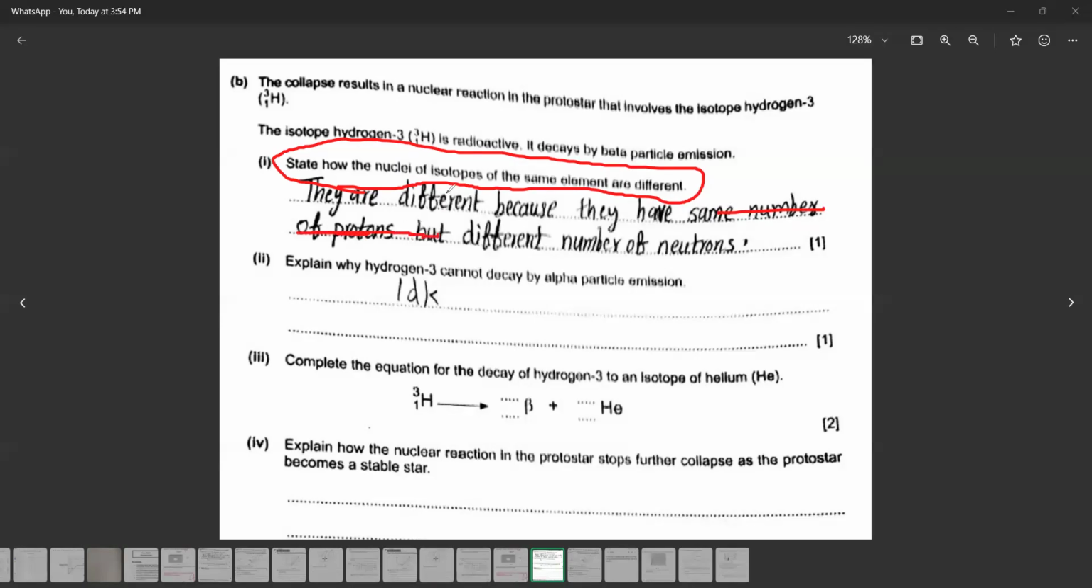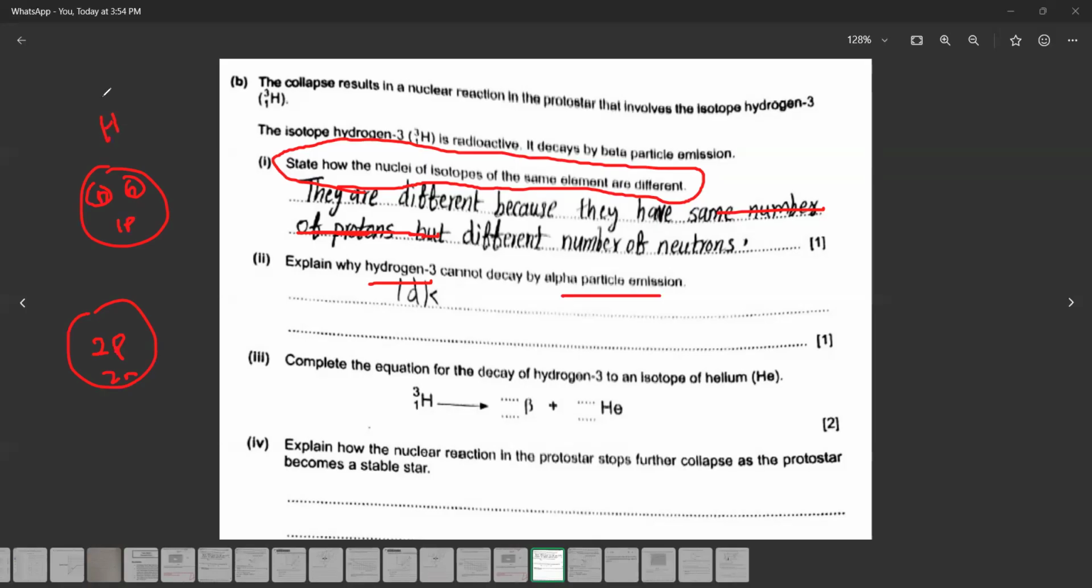So you just have to say that they have a different number of neutrons. Explain why hydrogen-3,1 cannot decay by alpha particle. Why can it not decay by alpha? Because the composition of hydrogen-3,1 is one proton and two neutrons. To emit an alpha particle, it must have two protons and two neutrons.